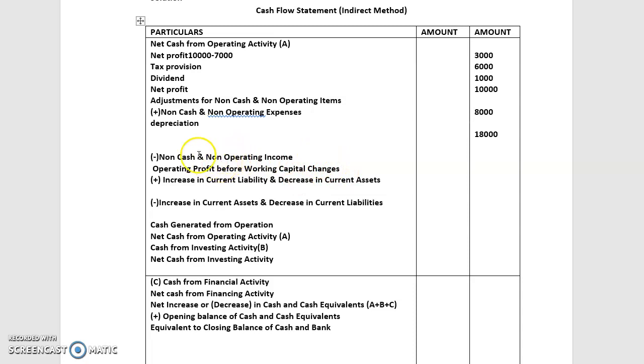Then non-cash or non-operating income. I think we don't have any non-cash and non-operating income, so put this as nil.